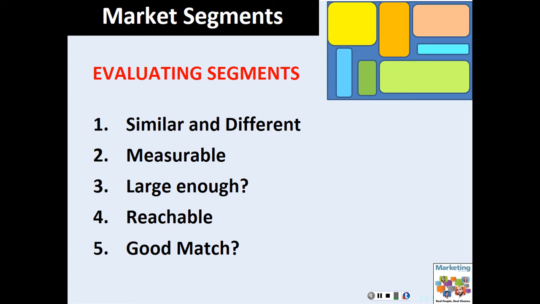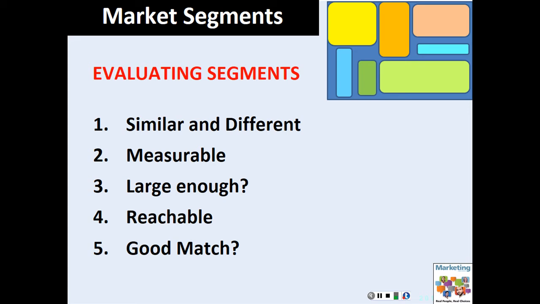Next, reachable. Is this particular segment reachable? So if I do male and female, then there are magazines for males and magazines for females. But what do I mean by reachable? Can my marketing mix reach them so that it doesn't reach other people? I can advertise in Time magazine and it'll reach male and female. But if my target market is only male, then I will have wasted half of my money, because Time magazine is charging me for reaching so many million men and so many million women. I don't want to pay to reach men if my target market is only women.